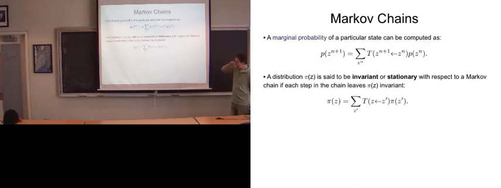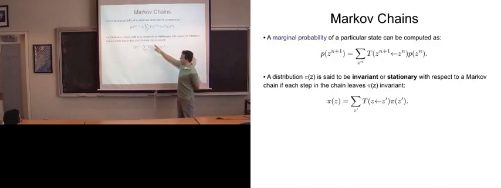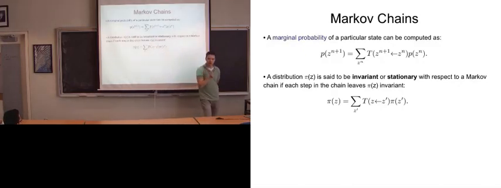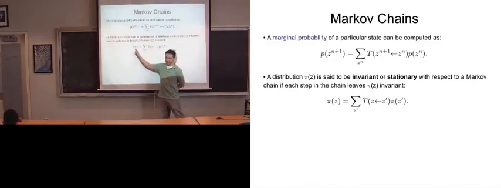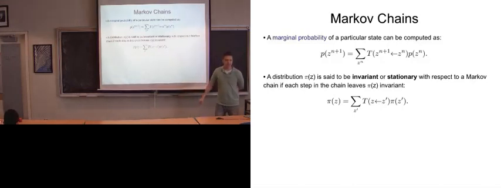Now, a distribution pi is said to be invariant or stationary with respect to the Markov chain if every single step in the chain leaves pi invariant. That's the notion of invariance, and that's the definition of invariance. If you start at some state with probability pi and you apply the transition operator, the distribution remains invariant. Right? So you're basically getting pi of z. The intuition you should have here is that if you start with distribution pi and you apply transition operators, you basically stay under the same distribution.